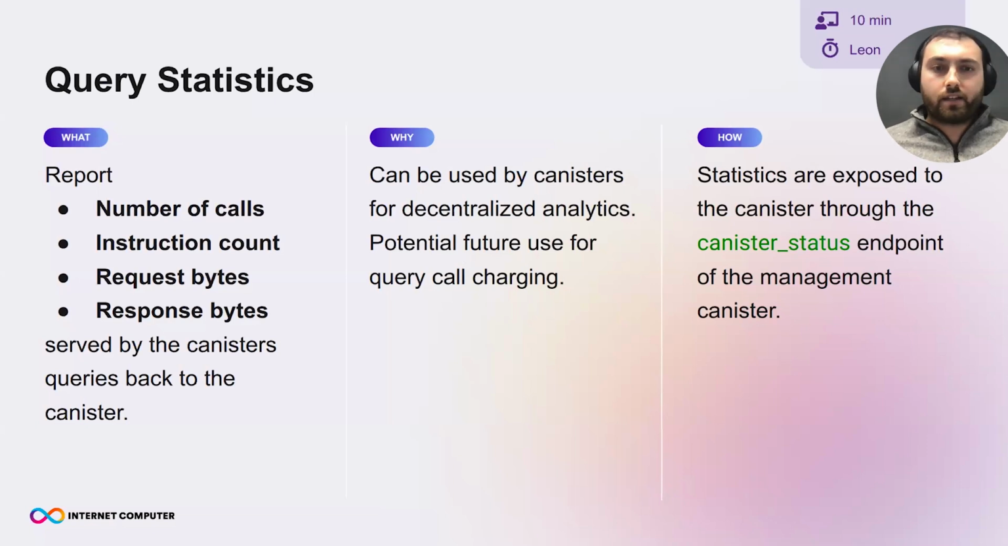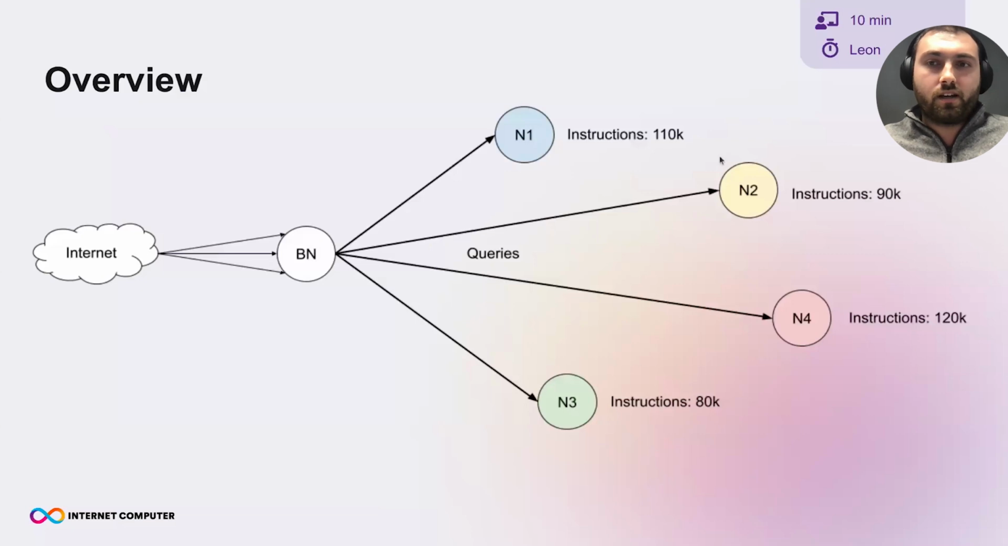So this can be used by a canister to get some introspection into how popular it is, how many query calls it serves. So decentralized analytics. Potentially in the future, we also might want to use this to charge for query calls. However, this is outside of the current scope of this feature. And this feature is implemented through extending the canister status endpoint of the management canister. Next slide, please. Why do we need this feature?